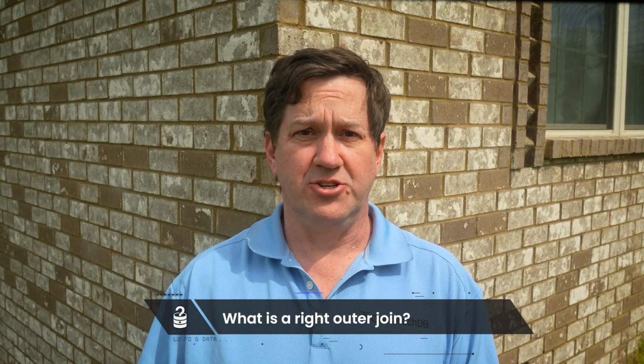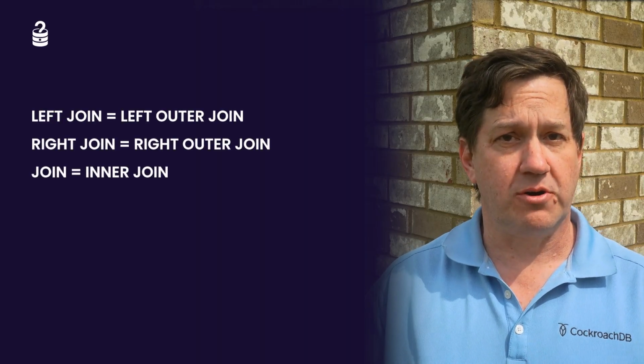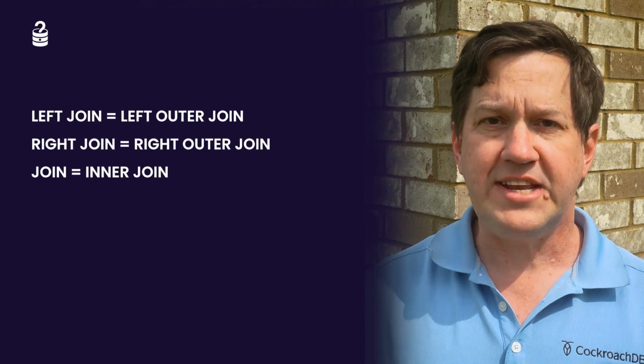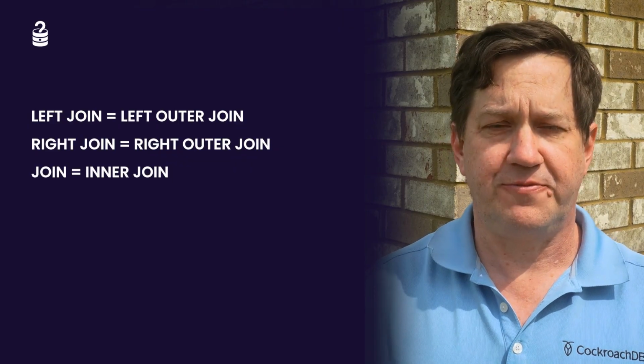So what is a right outer join? Now we've talked about inner joins and left outer joins. Does it mean there might also be a left join, a right join, or a right outer join? Well, yes. For starters, left join is short for left outer join. Right join is short for right outer join. And join is short for inner join.